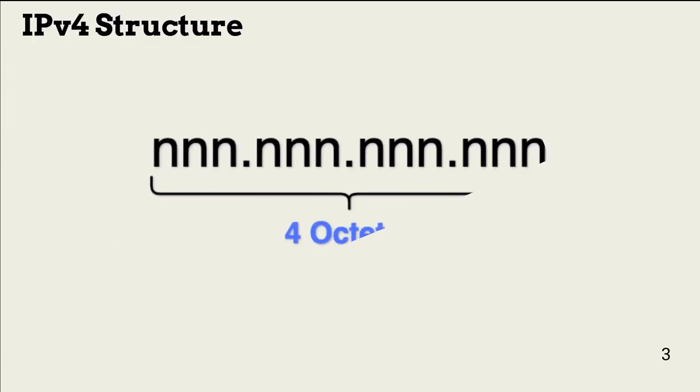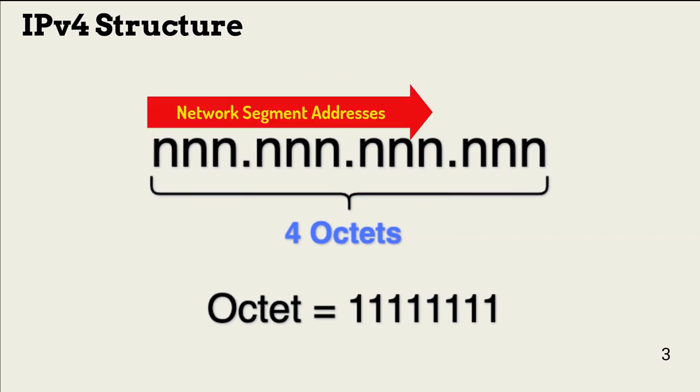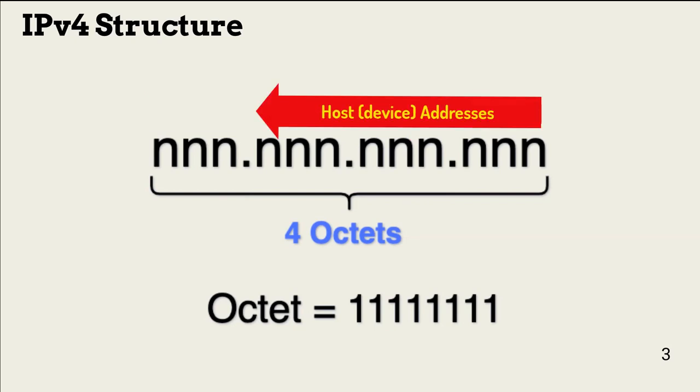An IPv4 address consists of 4 binary octets for a total of 32 bits. The configuration of the octets determines network address and device address. Beginning at the left, 1, 2, or 3 octets represent a network or network segment, depending on the address class, which I cover in the next slide. Similarly, the device or host addresses begin at the right and move left.